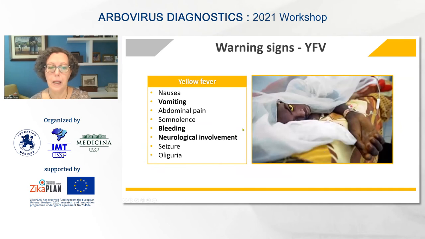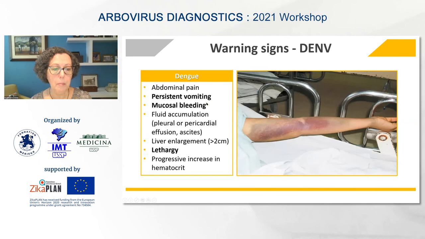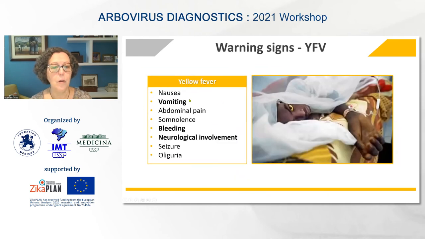For yellow fever, as you can see, I put in bold some warning signs that are common to other arbovirus infections. So no matter which one it is, when you see one of these symptoms, they are warning signs for many of them. So you have to take action. In case of yellow fever: nausea, vomiting, again abdominal pain, somnolence, bleeding, neurological involvement, seizures, oliguria. So all symptoms that suggest involvement of the central nervous system are warning signs. So you have to take action.